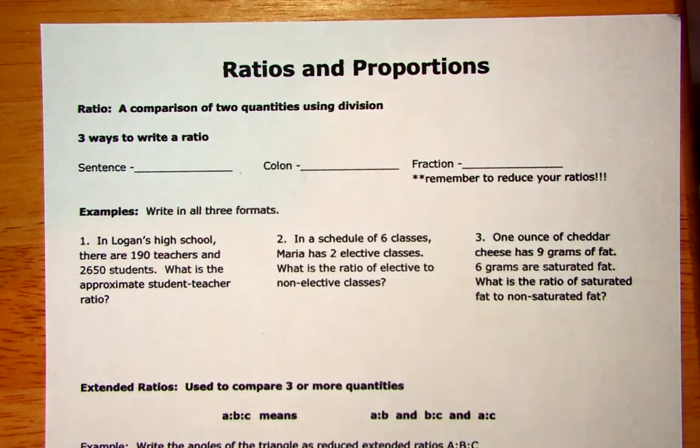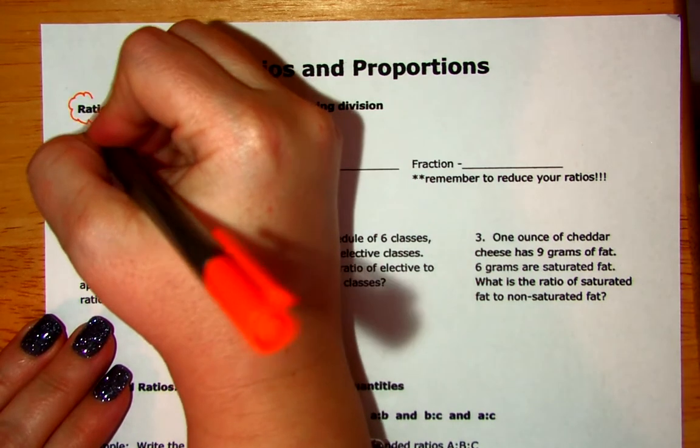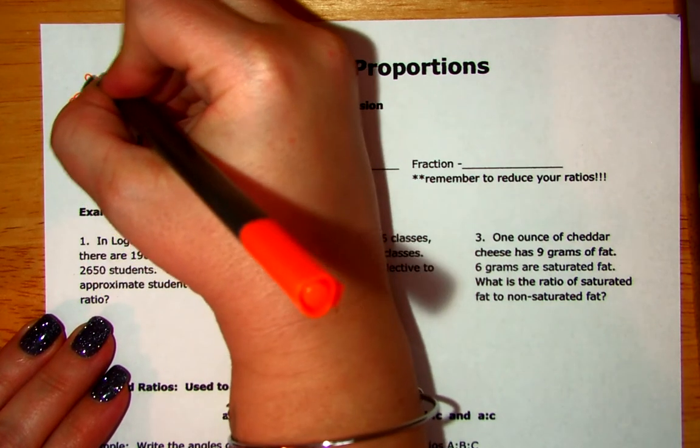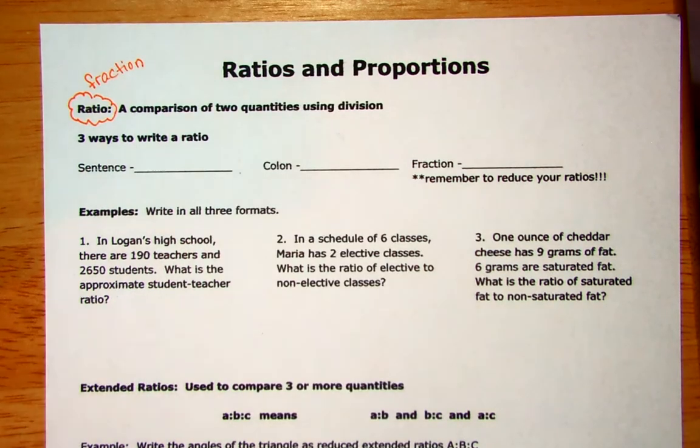Hi, in this video, we're going to look at ratios and proportions. A ratio is just a fancy word for fraction. It's a comparison of two quantities using division. So when we see the word ratio, we want to just think about it being fancy for fraction.